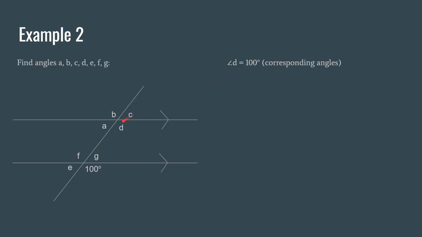Angle D is equal to 100 degrees. This is because they are corresponding angles. Angle C plus 100 degrees is equal to 180 degrees by the parallel line theorem, which is 80 degrees.